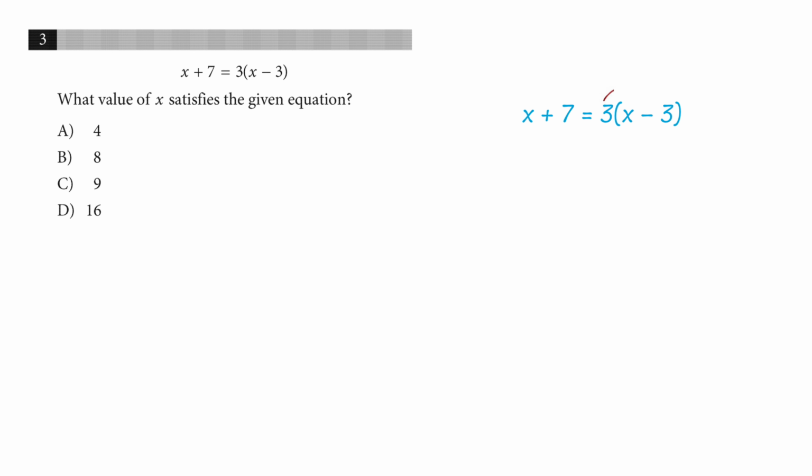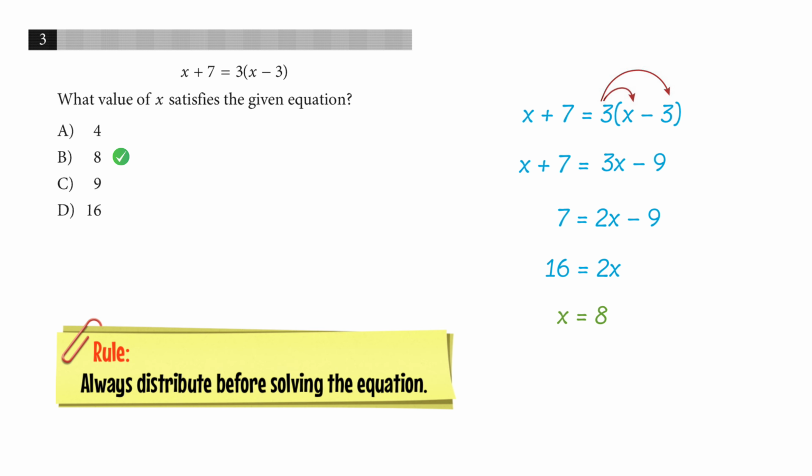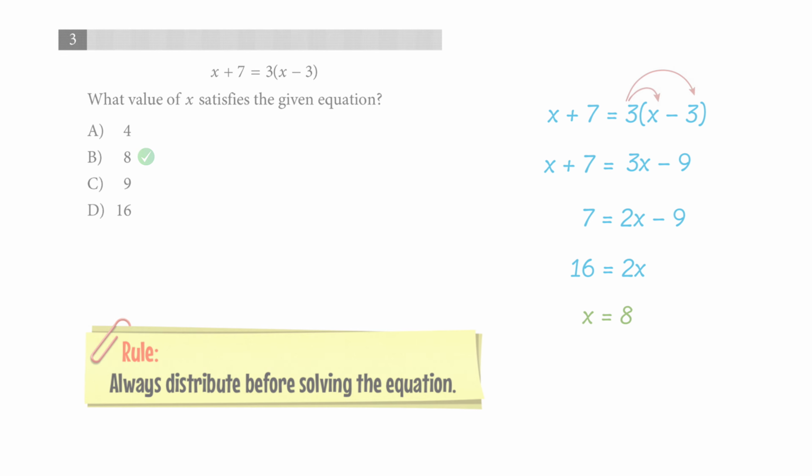The key move here is distributing the 3. That turns the right side into 3x minus 9, so now the equation becomes x plus 7 equals 3x minus 9. From here, we just collect the x terms, subtract x from both sides, and we get 7 equals 2x minus 9. Add 9 to both sides, and that gives us 16 equals 2x, and dividing by 2 finally gives x equals 8. Once you expand the parentheses, the whole equation simplifies very quickly.